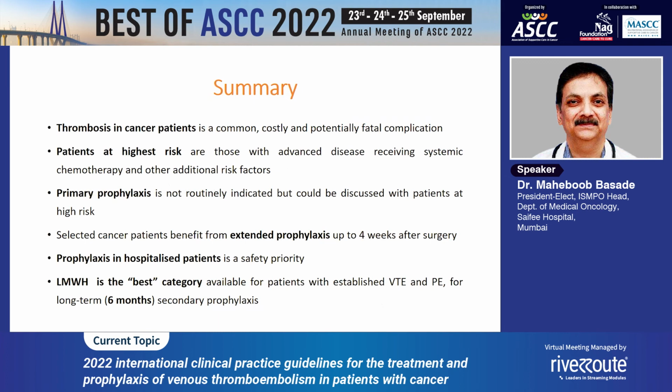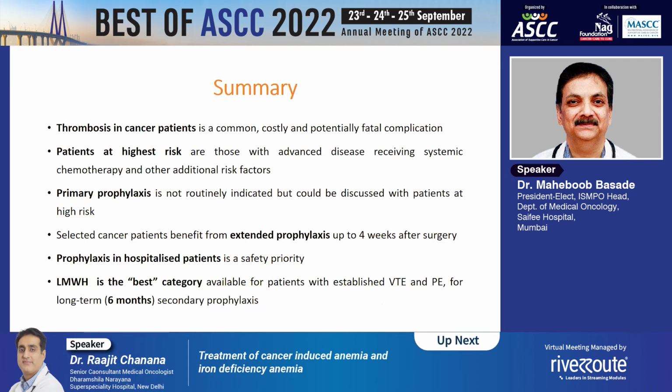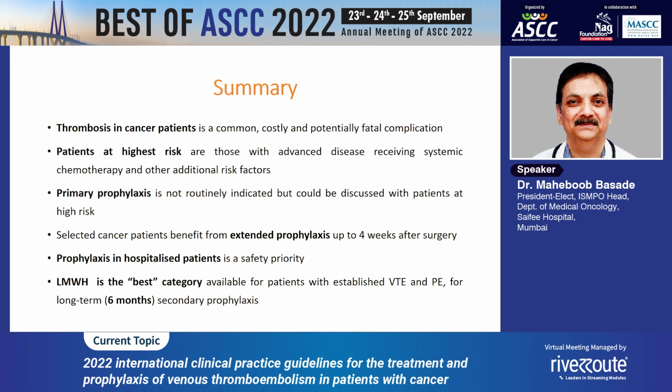So in summary, thrombosis is a common event in cancer patients, and one has to be very careful because it affects the patient's survival. There is increased mortality and morbidity. Patients who have advanced disease and who are receiving chemotherapy or TKI therapy have an additional risk of developing VTE. Primary prophylaxis is not indicated for patients who are not high risk based on the Khorana score. But if the patient has certain high risk factors, one can go ahead with primary prophylaxis.